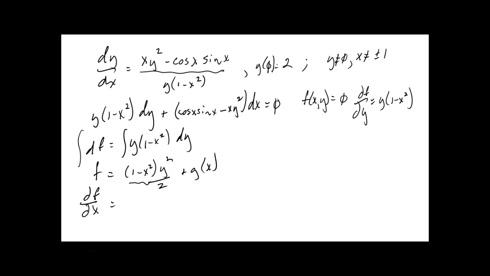Y squared over 2. Say that one again. Y squared over 2 minus 2xy squared. Okay, all right, you're writing what it is. Let me do that then. Y squared over 2 minus x squared y squared. And we're taking the partial of that with respect to x.